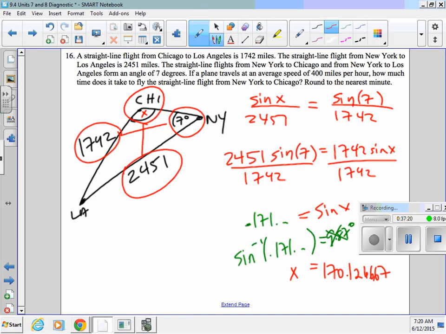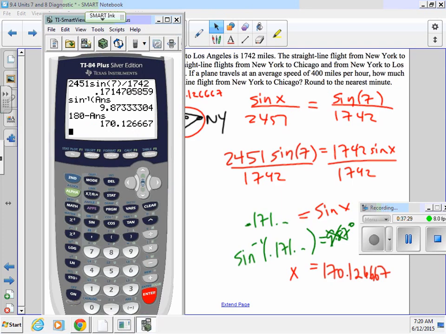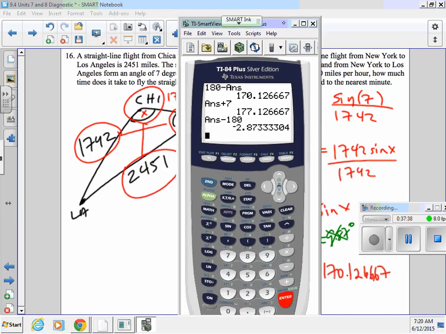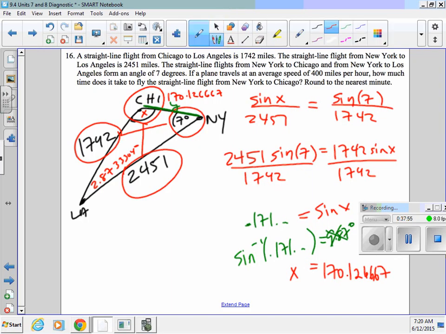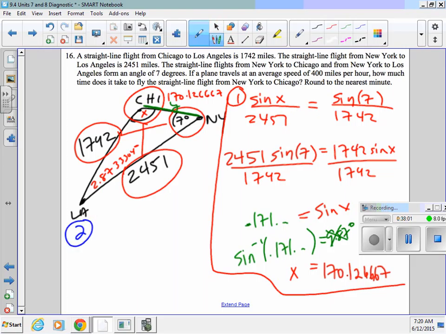You might be wondering why we need that angle, but we do. 170.126667. That actually allows us to get the missing angle in the picture now. If I add 7 to that and subtract from 180, I get 2.873333 degrees. Ultimately, I would like to get the distance from New York to Chicago, which I'm going to call y. Let me label my steps, because I did this in a kooky order. Here's step 1, my first set of steps. Now step 2, part 2 of this, is to get that y.